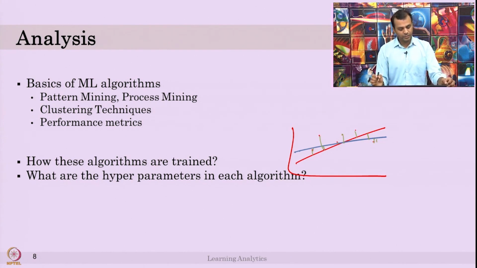At the beginning of the course, also in the introduction, I clearly mentioned this course is for someone who is new to machine learning and who does not require any mathematics or anything. So, I completely avoided calculus in this course. In order to avoid calculus, I did not talk about how it is trained and what the hyperparameters are in each algorithm.